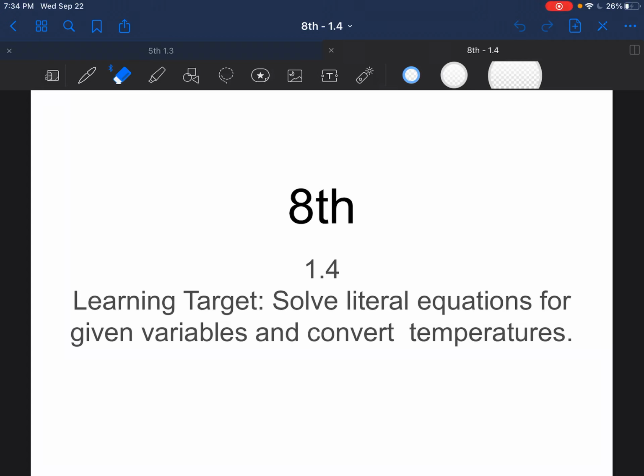Hello 8th grade, this is lesson 1.4, chapter 1. Please make sure that you write these notes down. The learning target for today is to be able to solve literal equations for given variables and convert temperatures. If you have to press pause, please make sure you press pause and then we can move forward, okay?